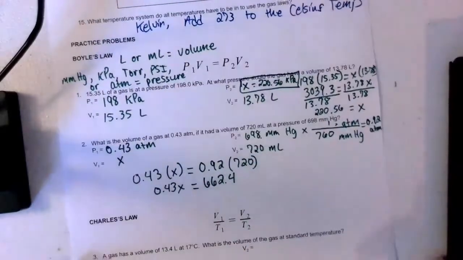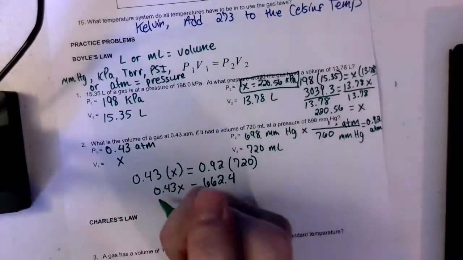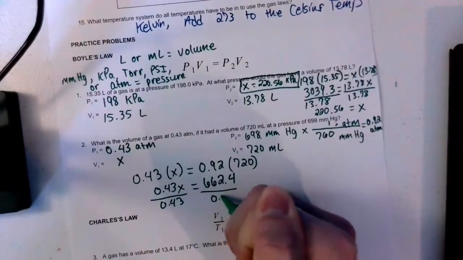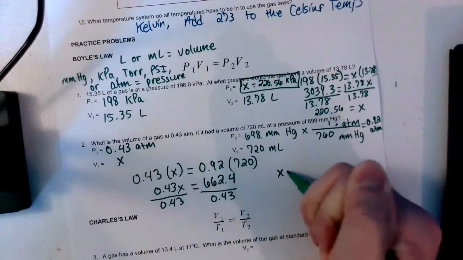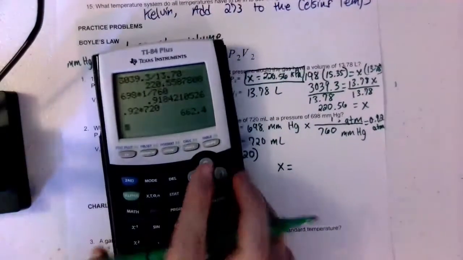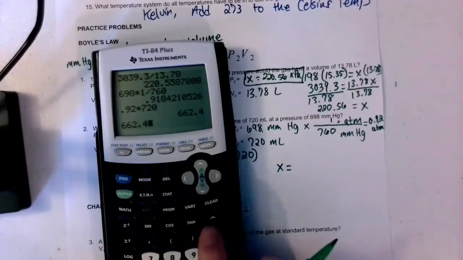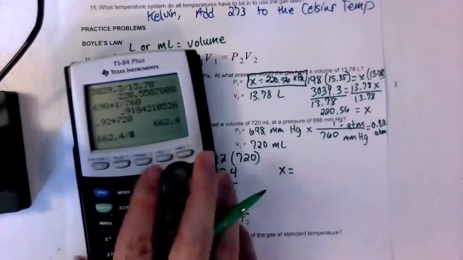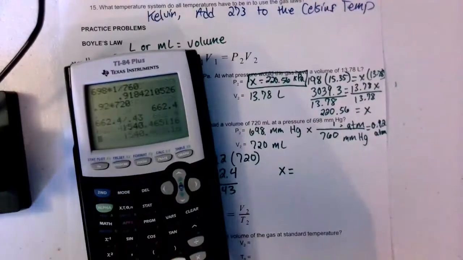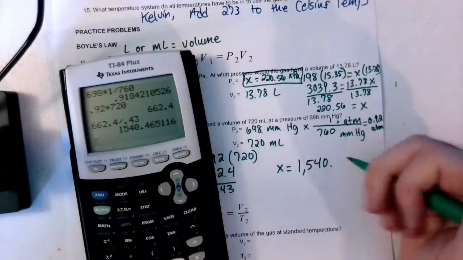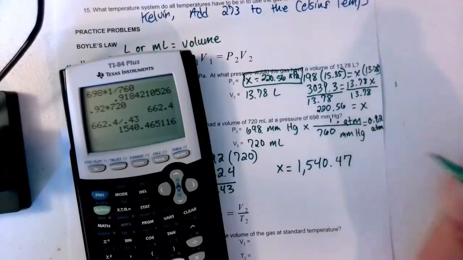662.4. Alright, and now to get the x by itself, I'm going to divide both sides by this 0.43, and that's going to give me x equals 662.4 divided by 0.43, and that's going to give me 1,540 point, and I'm going to round it to 0.47.